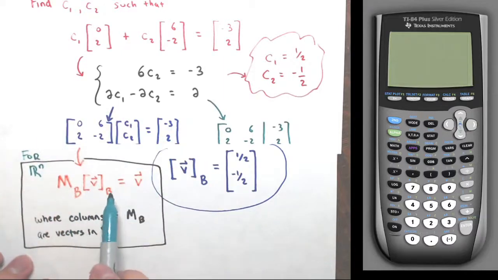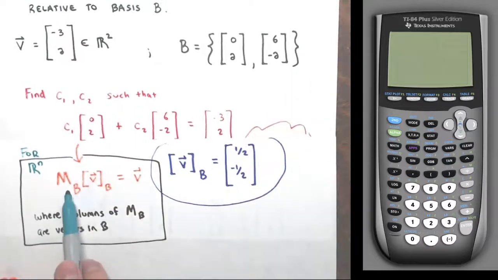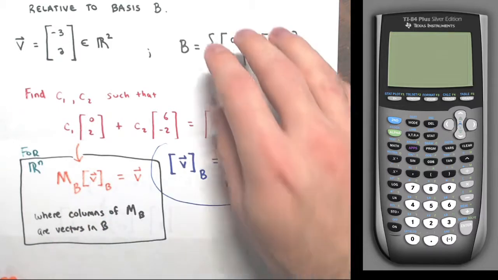Now I will say this is only true for Rn, for Euclidean space. There's a very similar version of this when we get to general vector spaces. But if we're in Rn, like we were in R2 here, you can very simply set up an equation that you need to solve, and then find your coordinate vector with respect to B, or relative to B, this way. And I'll show you with the next couple of examples another way we could find the coordinate vector. Okay, so next example.